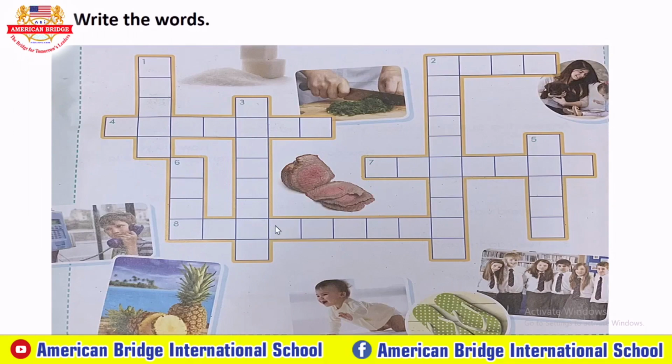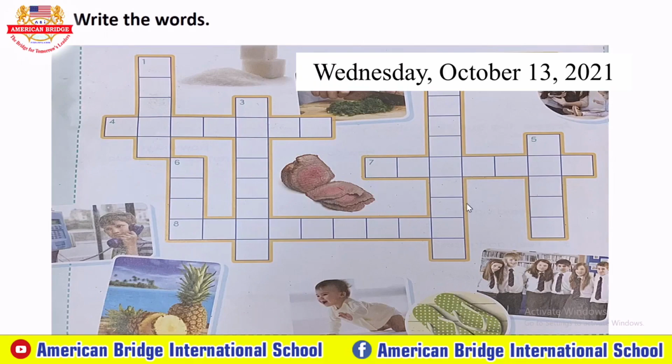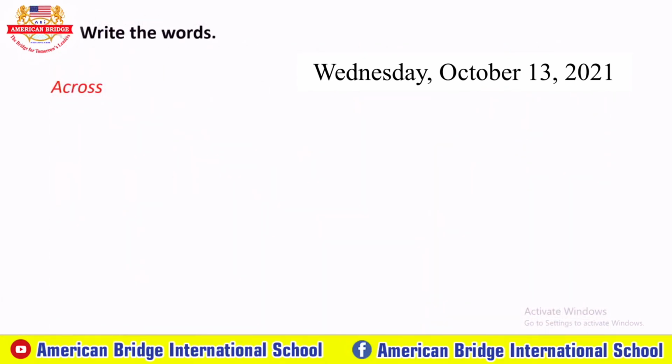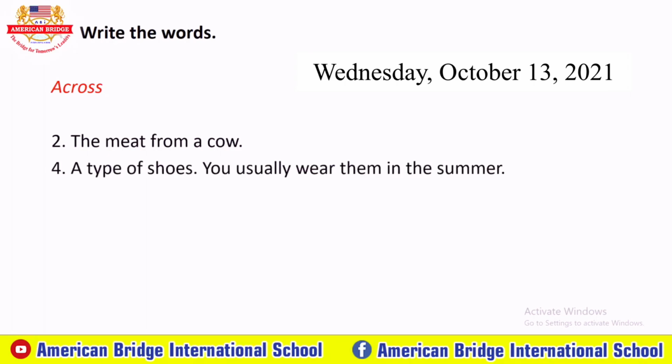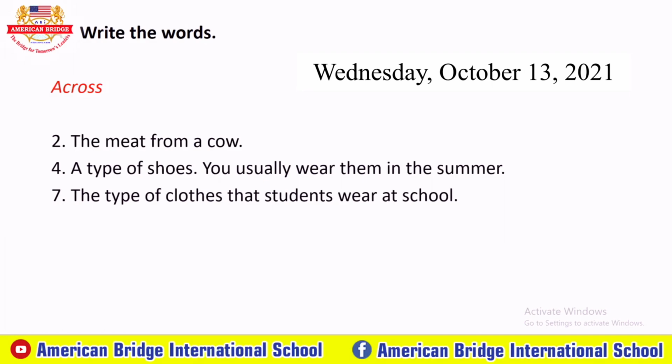Okay, so before we get started on this exercise part A, let me show you the definition and also the meaning of the words that you're going to complete. So we have the across and we have the down, right? So we're gonna do the across first, and after that you're gonna do the down. Okay, so number 2 in the across line, the meat from a cow, what do we call it everyone? Yes, so keep your answer. Number 4, a type of shoes, you usually wear them in the summer. Number 7, the type of clothes that students wear at school. 8, a type of yellow fruit. Okay, so these are our across words. So now let's see the down words.